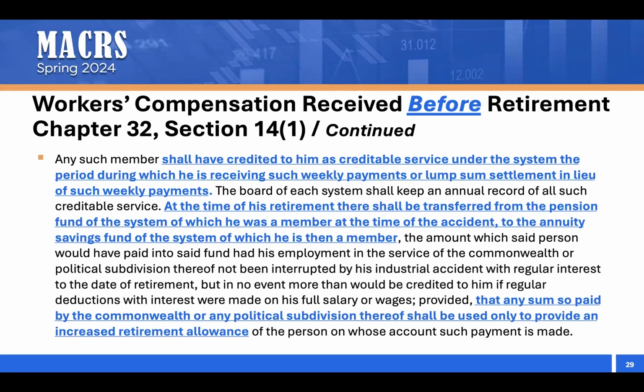The board is supposed to keep track of the contributions the member would have made while they're out on workers' compensation. And at the time of retirement, they would transfer money from their pension fund of the system where the member was injured to the annuity savings fund where the member retires from, if at that time the additional money would provide an increased retirement allowance. And that really applies to people who are not subject to the 75% cap, which we'll talk about in a couple of minutes, or someone who is subject to the 75% cap, but they have such small service that the annuity portion doesn't make up the 3% difference.